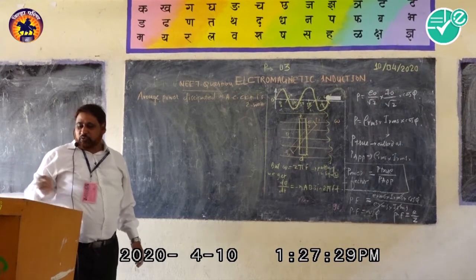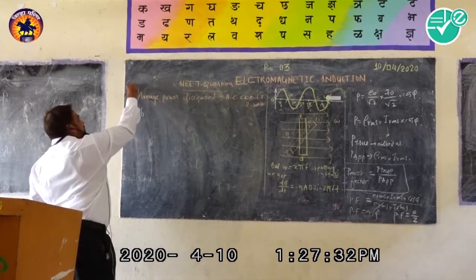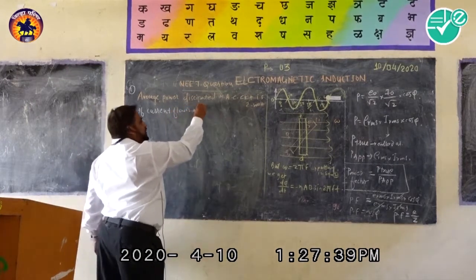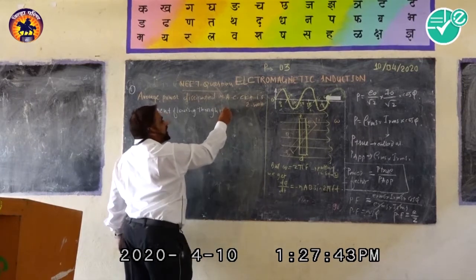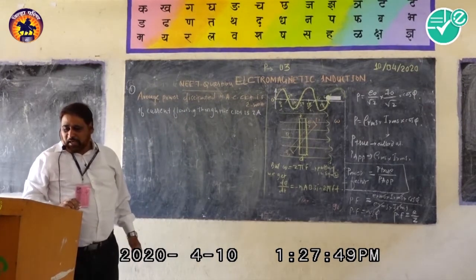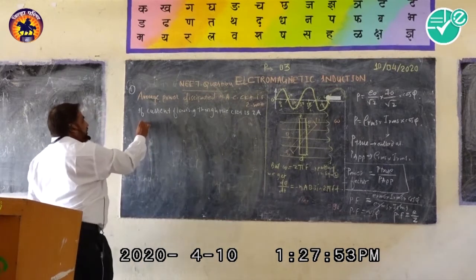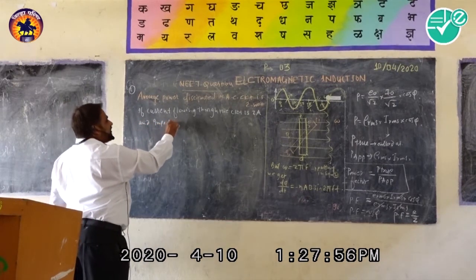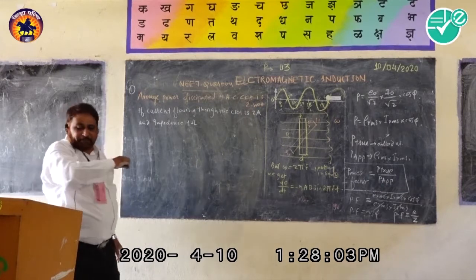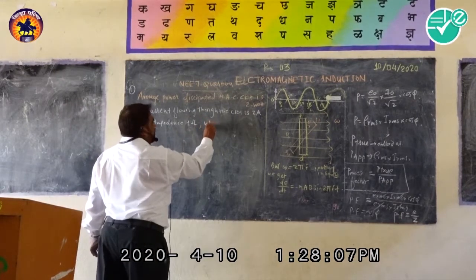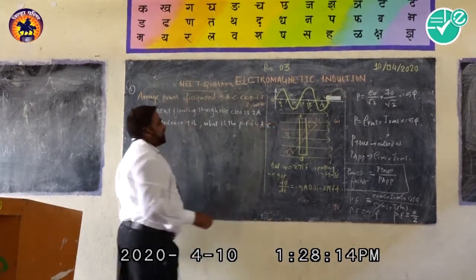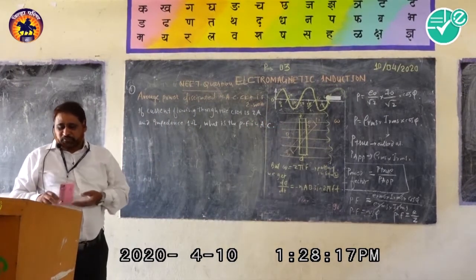If the current flowing through the circuit is 2 ampere and the impedance is 1 ohm, then what is the power factor in AC? This is the question. Some options are given here.